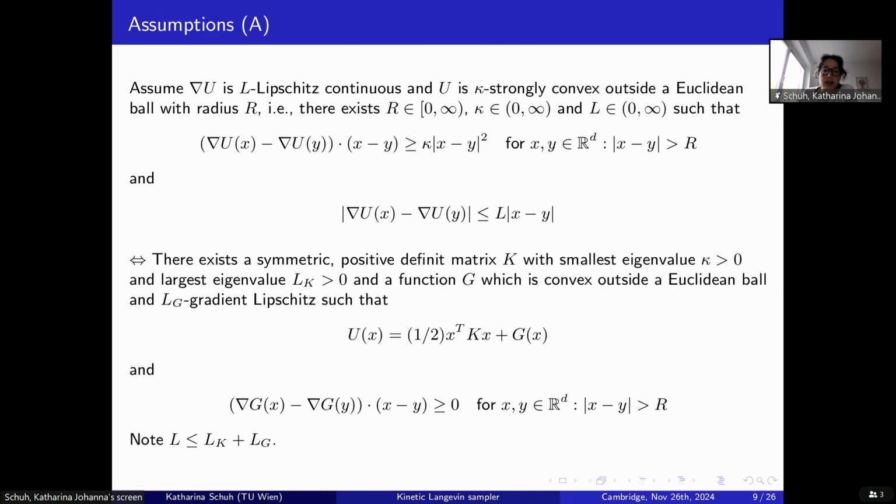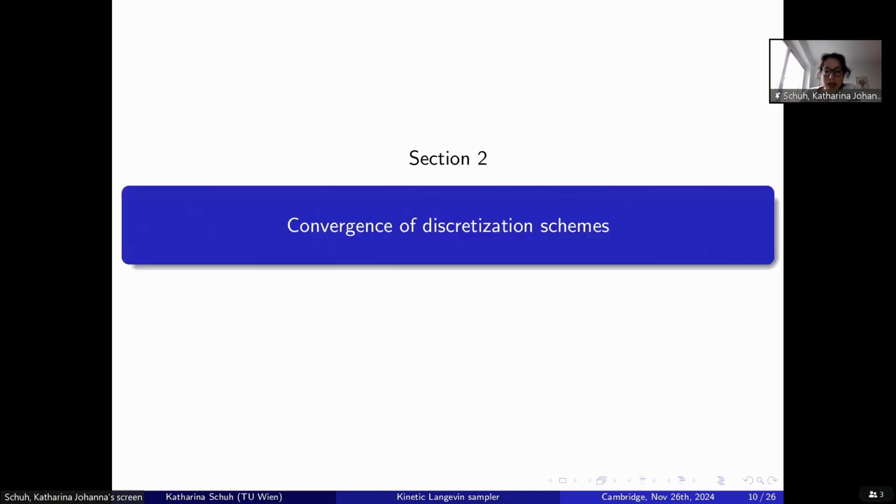And one observation is that this perturbation should also be Lipschitz continuous. I can upper bound the Lipschitz constant of the gradient of U by L_K plus L_G, which will occur both later on in the results. Yeah, this is the setup. As I said, this includes in particular these multi-well potentials, provided the potential is strongly convex outside the Euclidean ball.